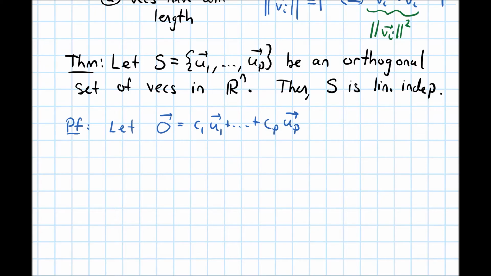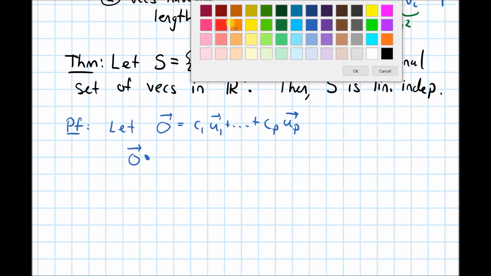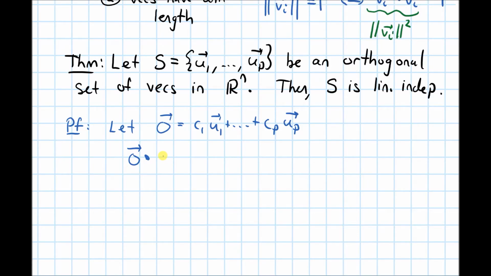Okay. So what I need to show is that all of these weights, c1 up until cp, are all 0. One of the reasons why having orthogonal vectors is so nice is, well, when you take the dot product of orthogonal vectors, it's going to be 0. So what I'm going to do is dot both sides of this equation by the vector u sub i. On the left-hand side, I'll just get 0 dotted with the vector u sub i.